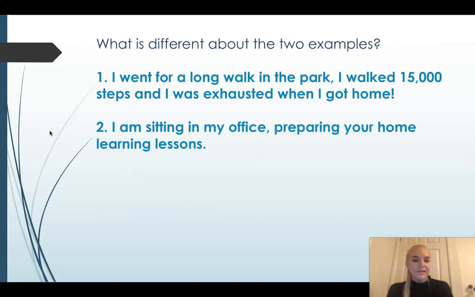Okay, so now your piece of paper should be looking something like this. You have your first sentence, which is describing something you did at the weekend, and your second sentence describing something that you are doing now. I want you to just have a little bit of a think, looking at my sentences and looking at the sentences that you have written down. What is different about these 2 examples? Pause the video and just have a think for a second, please.